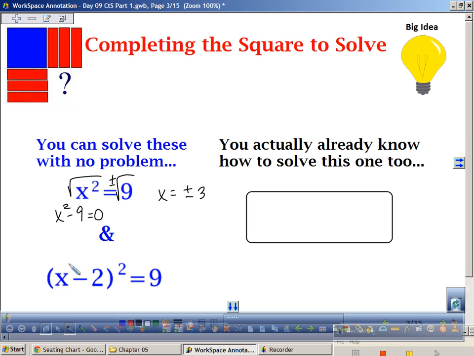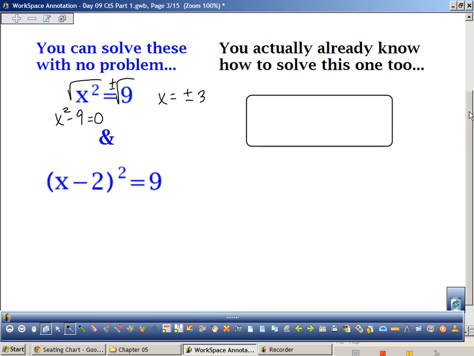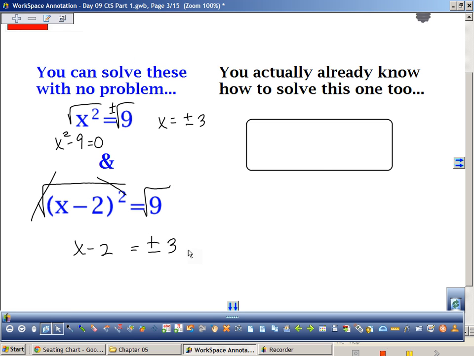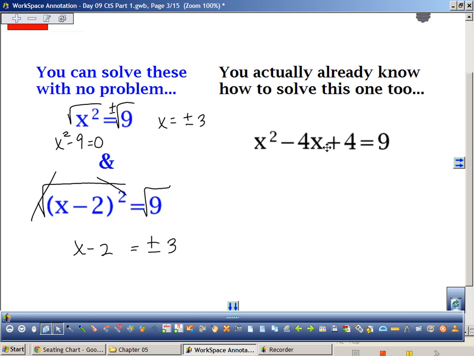How about this one? How do I do this one? How about the same method? Take the square root of both sides. Right? That would cancel that square right there, and you'd have x minus 2 equals plus or minus 3. Okay, so this is where we're going. And you actually already know how to do that one as well.